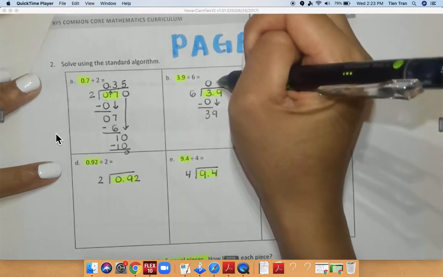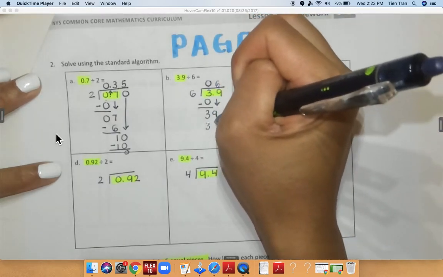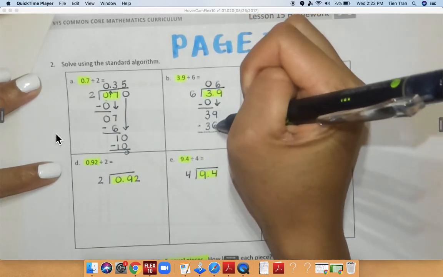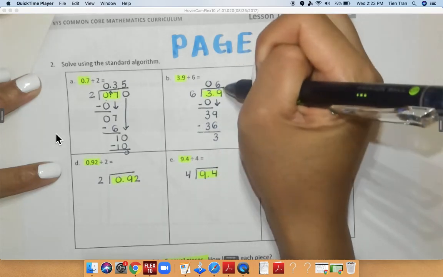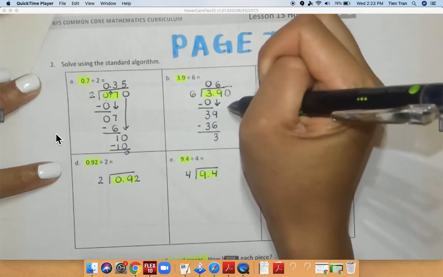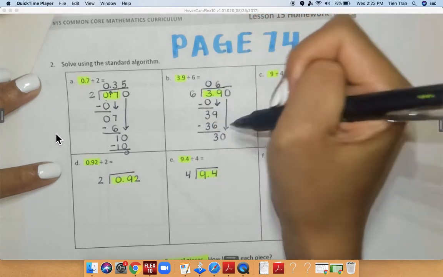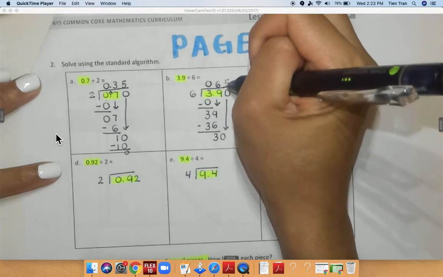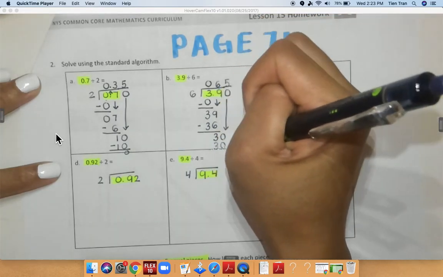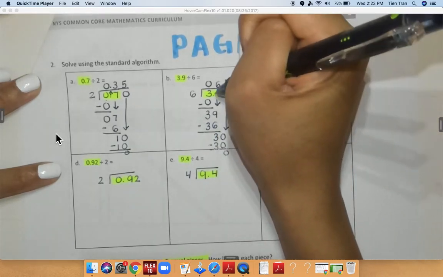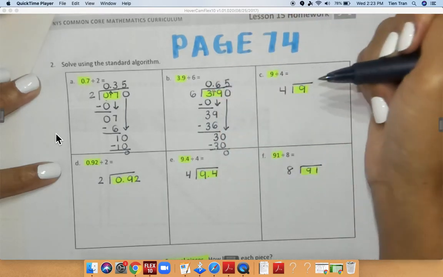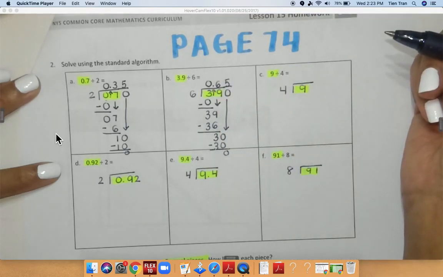6 times 6 is equal to 36. 9 minus 6 is equal to 3. I'm going to add a 0 because my remainder is a 3. How many times can 6 go into 30? 5 times. 30 minus 30 is equal to 0. Now I need to make sure I bring up my decimal. My final answer is 65 hundredths.